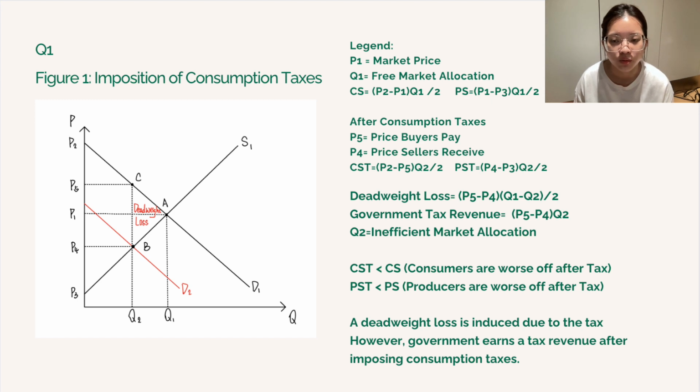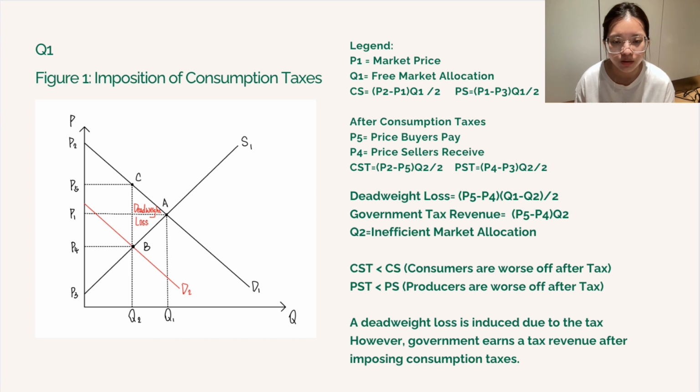Therefore, the sum of the reduction in consumer surplus and producer surplus represents the deadweight loss caused by the tax. It can be seen from the chart that the deadweight loss is triangle ABC. Transactions that no longer occur due to the tax result in a reduction in overall welfare. As price rises, consumers buy less and producers supply less. So a deadweight loss is induced due to the tax.